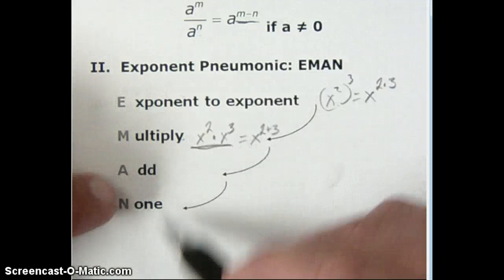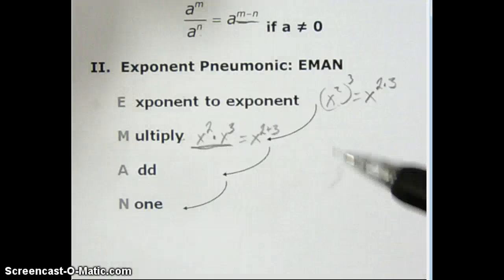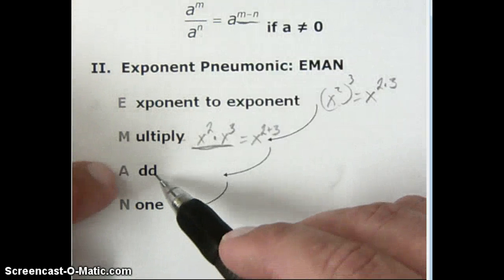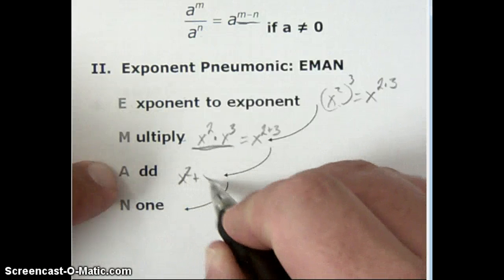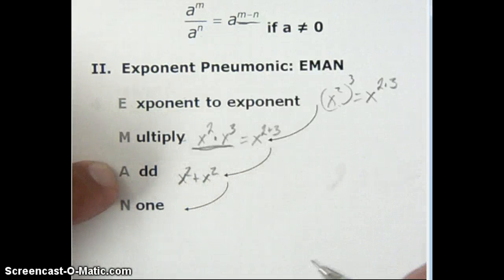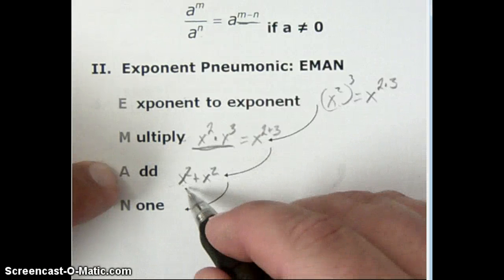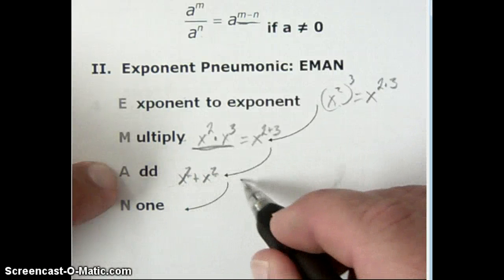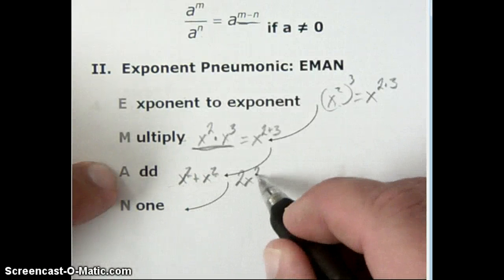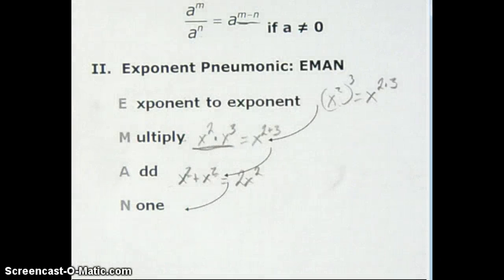Now, the last two letters in E-man, we don't use a lot. You do, but you don't know that you're doing it, because adding powers, like x squared plus x squared, is just combining like terms. That's a 1x squared and a 1x squared. E-man tells us we do nothing with that exponent. It's still going to stay x squared. We're just going to end up with 2x squared. So E-man can help you out whenever you're looking at the laws of exponents.